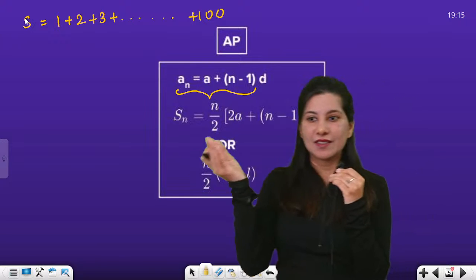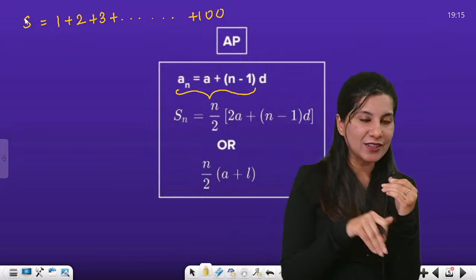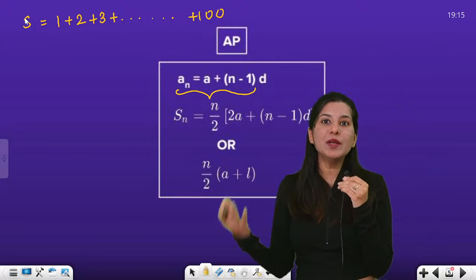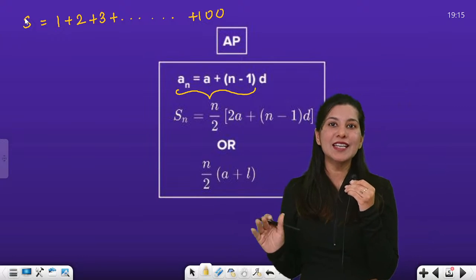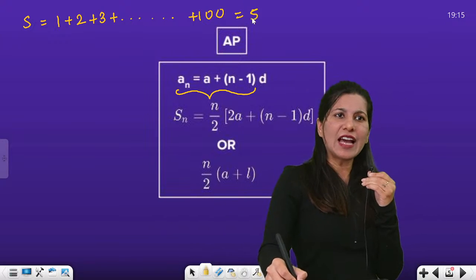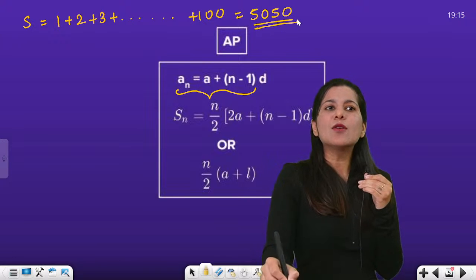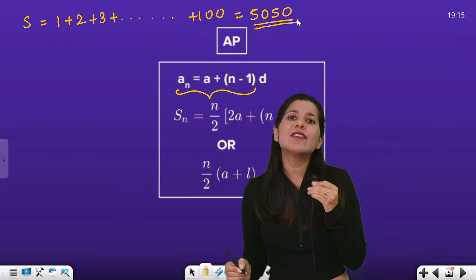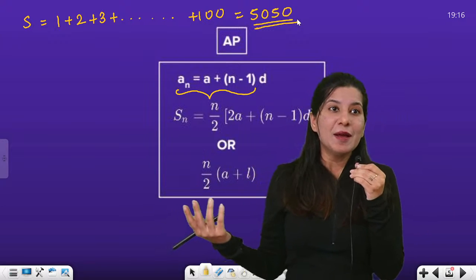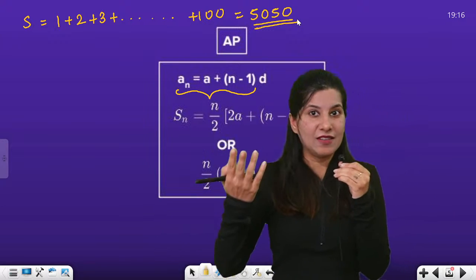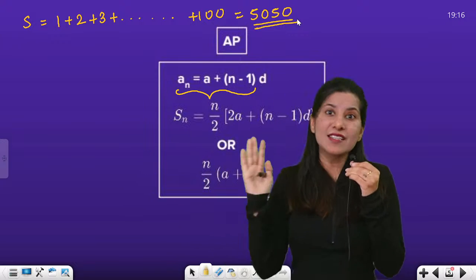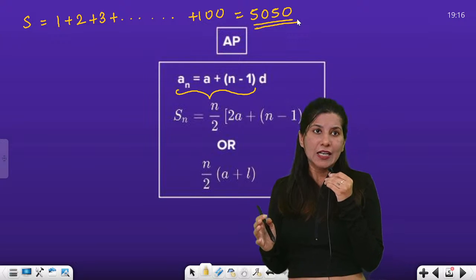So the kid went back to his bench, and then within a few minutes, like 2 or 3 minutes, he came back to the teacher showing that, ma'am, I have calculated it. The answer is 5050. 5050 is the answer. And the teacher was shocked because if you calculate it manually, 1 plus 2 plus 3 plus 4 and all the way up to 100, it is going to take some time, right?